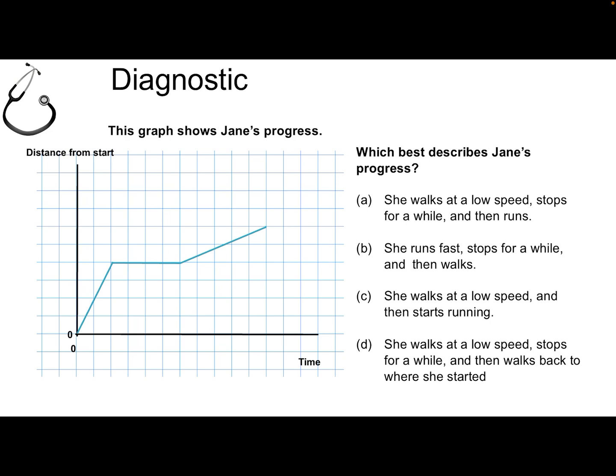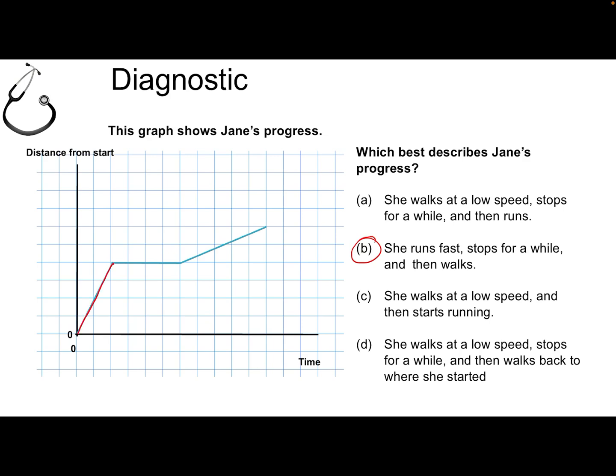She walks at a low speed, stops for a while, and then runs. She runs fast, stops for a while, and then walks. She walks at a low speed and then starts running. She walks at a low speed, stops for a while, and then walks back to where she started. Now, for me, the answer's got to be B. She's running really, really fast.